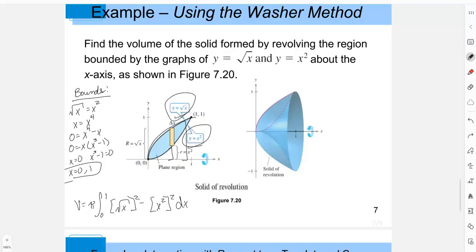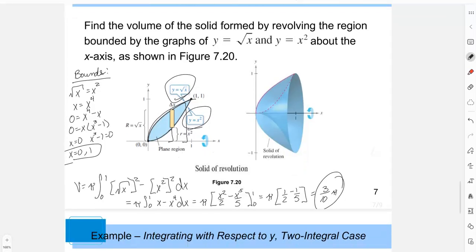And then we're just going to simplify. So when I simplify this, I'm integrating from 0 to 1. This is going to be x minus x to the 4th dx. When I integrate, I'm going to get x squared over 2 minus x to the 5th over 5. When I plug in the 1, I'm going to have 1/2 minus 1/5. When I plug in 0, I'm just going to get 0. And when I simplify, I'm going to get 3 over 10 pi. So that would be the volume of that figure.